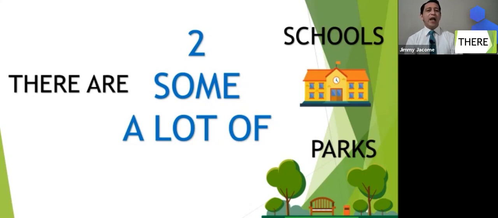Or you could use there are a lot of. You use a lot of to talk about large quantities. There are 50 schools. Wow, there are a lot of schools in Milagro.